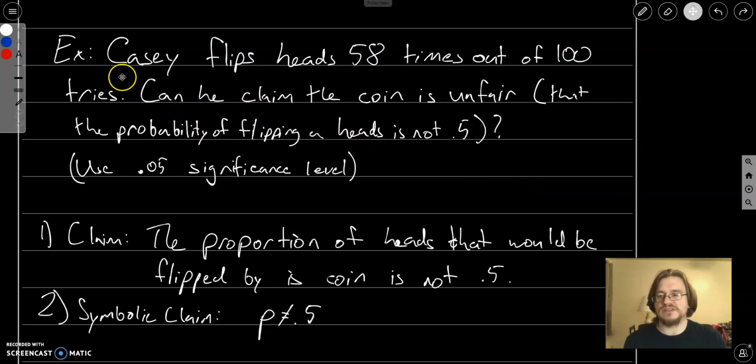So in this question, we said that we got 58 successes, 58 heads out of 100 coin flips, and then the question is, can we claim that the coin is unfair, that the proportion of heads that would be achieved by flipping the coin is not going to be equal to 0.5.